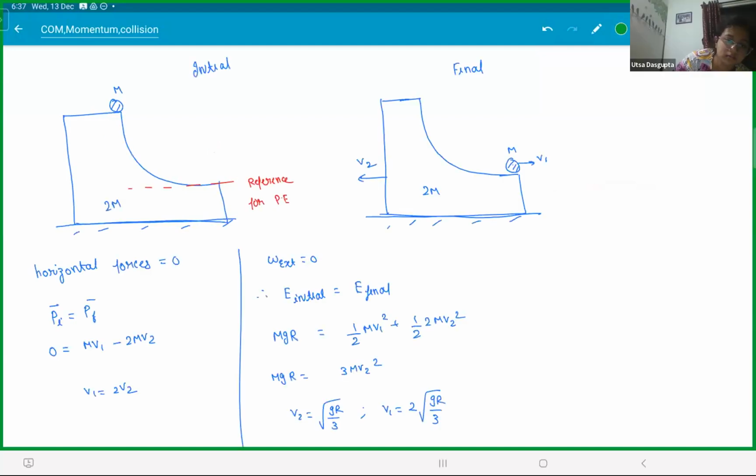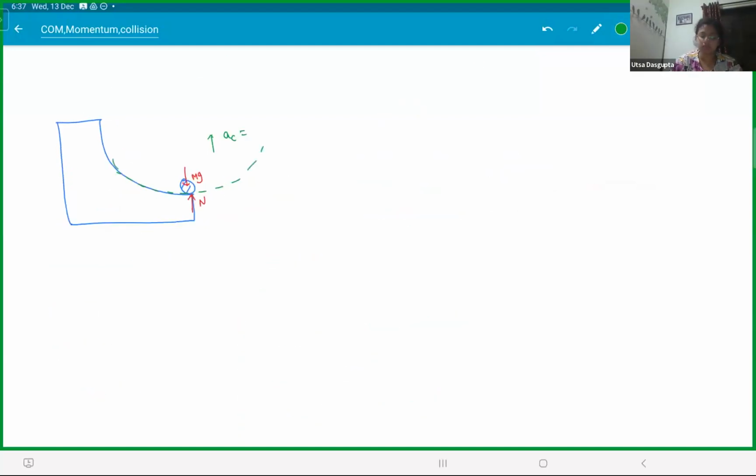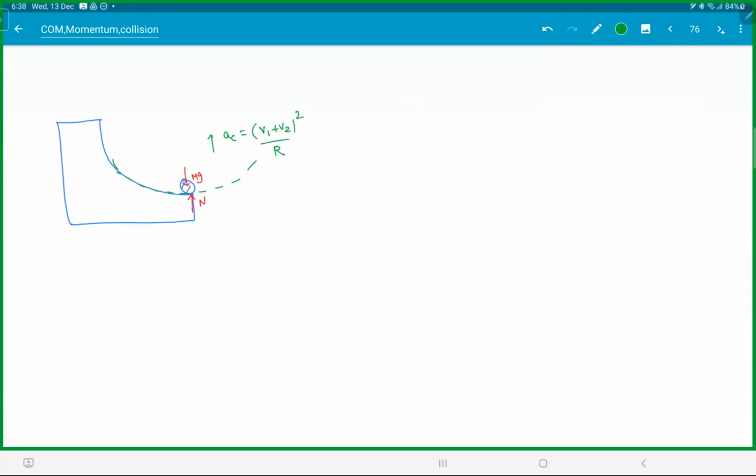The ball is going with v1. What is the centripetal acceleration? V1 square by r? Nah. Centripetal acceleration is what? We have done this. Nay, that is not right, Monica. v1 plus v2 whole square by r. In the centripetal acceleration formula, when you write v square by r, v is the relative velocity with respect to the center.